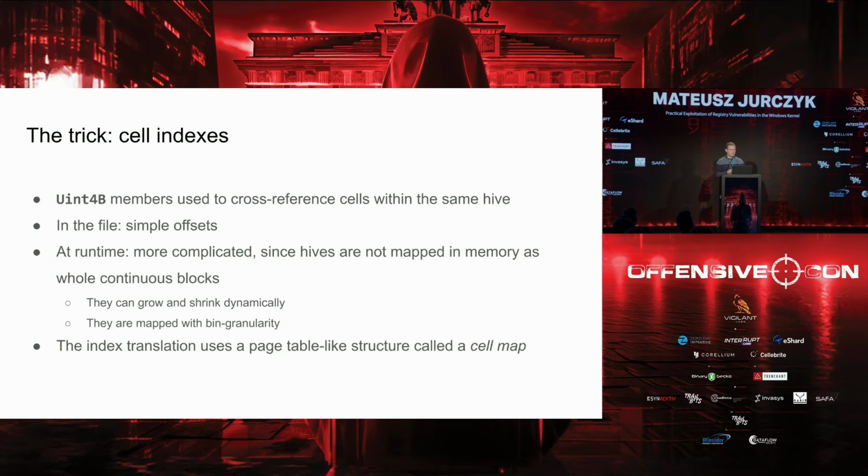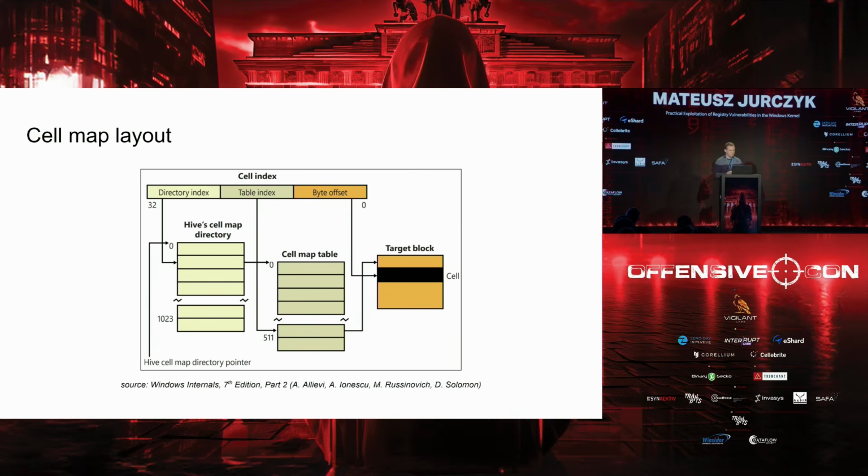And that is motivated by the fact that registry Hives can grow and shrink dynamically, so you want to have some room to make those allocations and free them. Because of this, we cannot just use a simple addition to translate the cell index into the corresponding virtual address. Instead, there is a page table-like structure called a cell map that is used to perform this translation. So this is another image from the Windows Internals books, and you can really see that it's very similar to how you would normally imagine the x86 page table, for example.